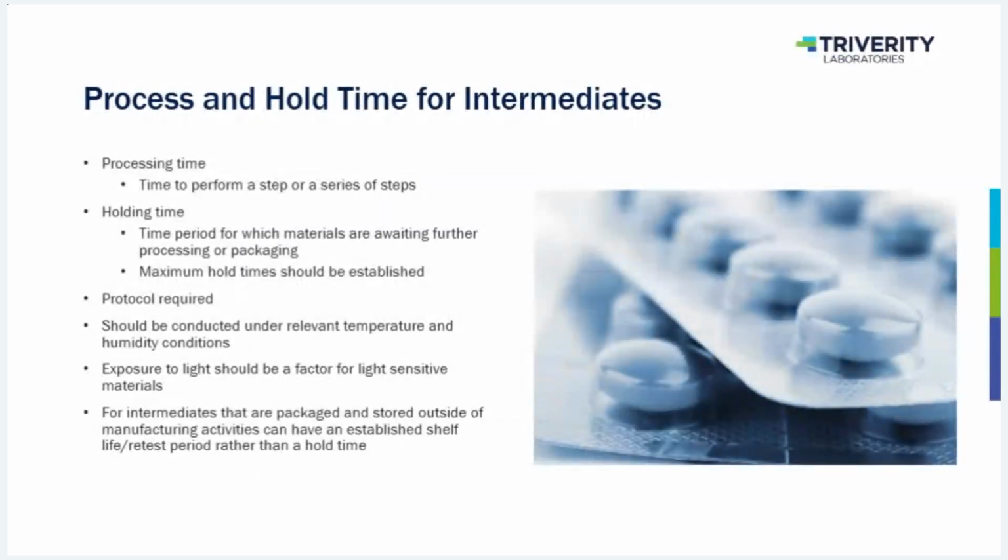Process and hold time. So process and hold time for intermediates is looking at the amount of time that it takes to manufacture a single step or a series of steps, or hold time, how long you can hold your materials. That could be like a bulk hold waiting to package.